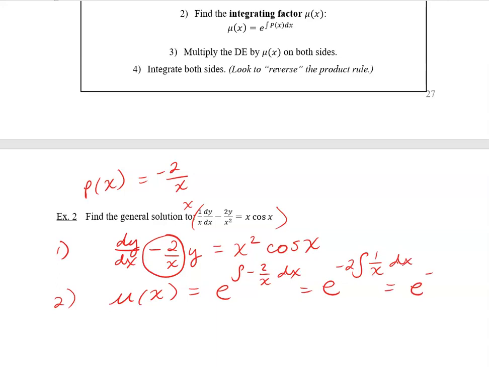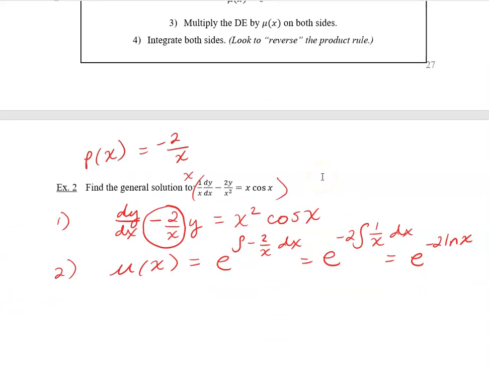So I've got e to the negative 2 natural log of x. You do not need to worry about the plus c. That'll wash out in the end when we do the final level of integration. What I do want you to notice, though, is that you've got e and a natural log.